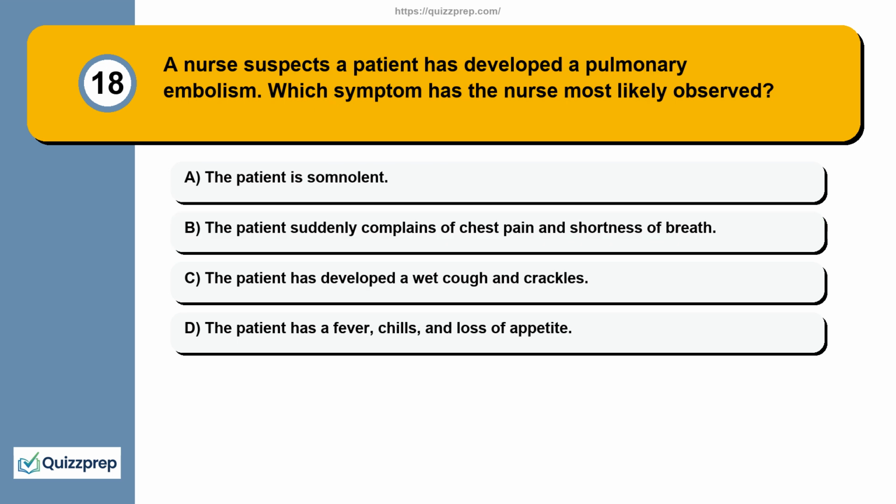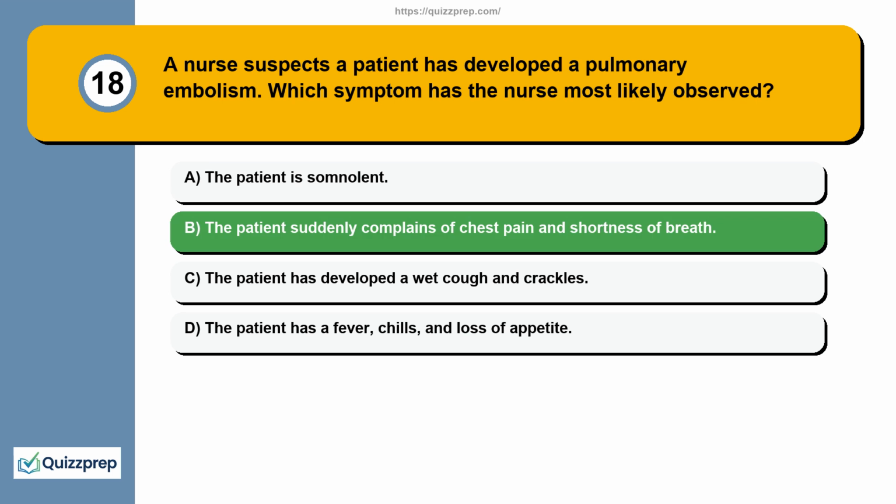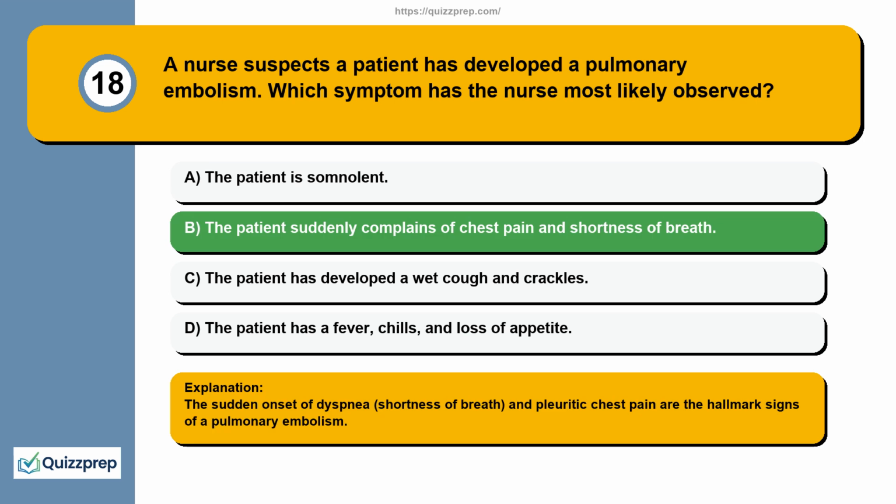Question 18. A nurse suspects a patient has developed a pulmonary embolism. Which symptom has the nurse most likely observed? The patient is somnolent. The patient suddenly complains of chest pain and shortness of breath. The patient has developed a wet cough and crackles. The patient has a fever, chills, and loss of appetite. The sudden onset of dyspnea, shortness of breath, and pleuritic chest pain are the hallmark signs of a pulmonary embolism.